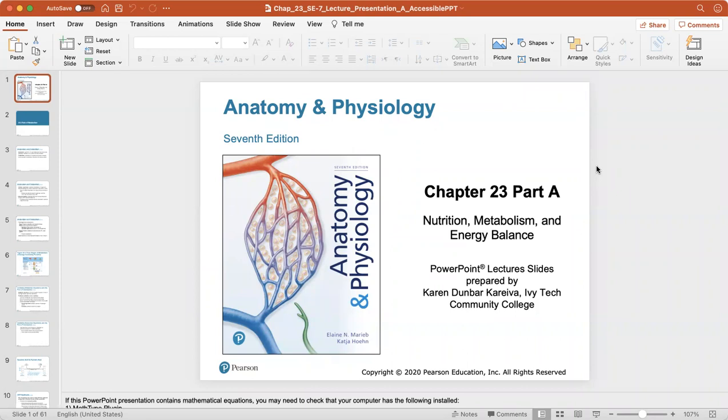This is divided into two parts, Part A and Part B. I'm just going to be going over Part A. This is primarily what you'll be tested on. I included Part B in Canvas because there's a lot of good, interesting information in it. But I'm going to only focus on Part A in this chapter.